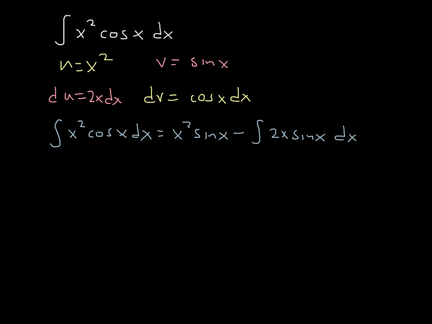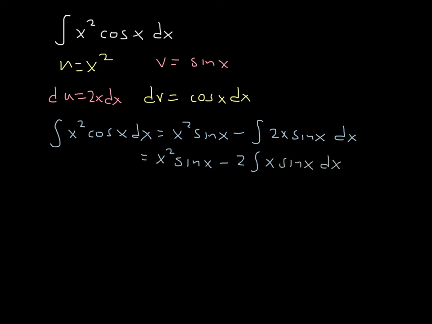Now at this point you look at that one and say, wait a second, this is not something I'm able to integrate. Well, what I do at this point is I now apply integration by parts again. Now the first thing I'm going to do is pull that 2 out of there. So this is going to equal x squared sine x minus 2 times the integral of x sine x dx.